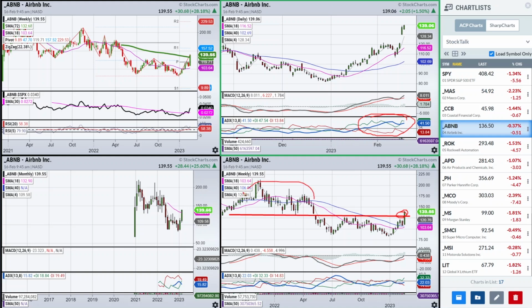Well, because we have all this, I would tend to want to wait for a pullback. I don't really want to chase a pattern that's getting extended away from the 18-week line and still has some problems coming up. So let's look for a little bit better entry. In my opinion, that's the way I would handle it. Look for a little bit better entry this way, and I think that'll end up being a better risk-reward situation.